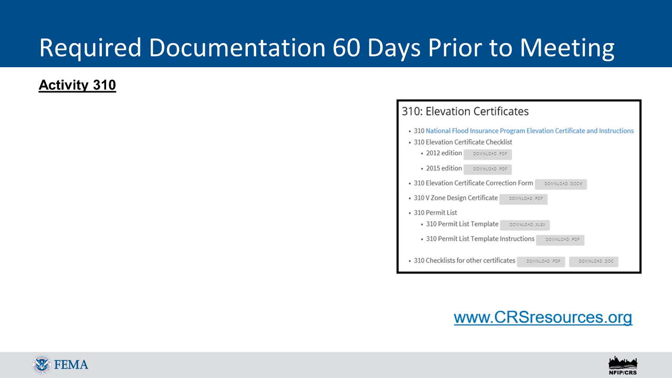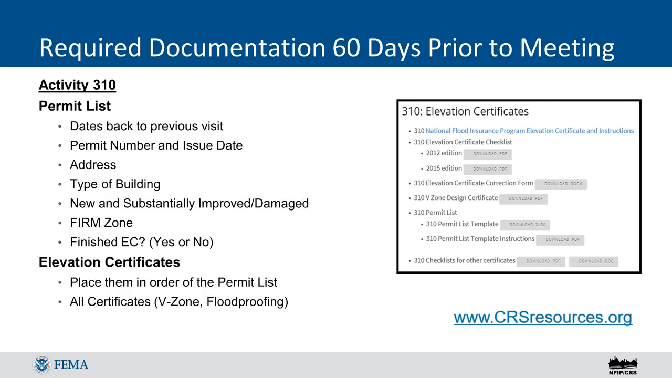But there are 2 activities where we do need documentation 60 days ahead of time. The first is Activity 310, which is your permit list and your ECs. The permit list should show all the new and substantially improved and substantially damaged structures in your 100-year floodplain since the last visit. Your list should go back to your previous cycle visit date and must include the permit number, the issue date, the address, the type of building.